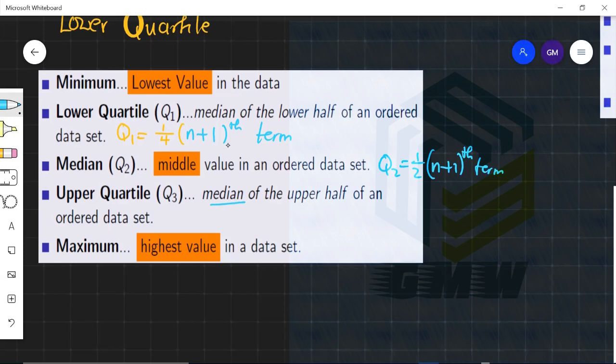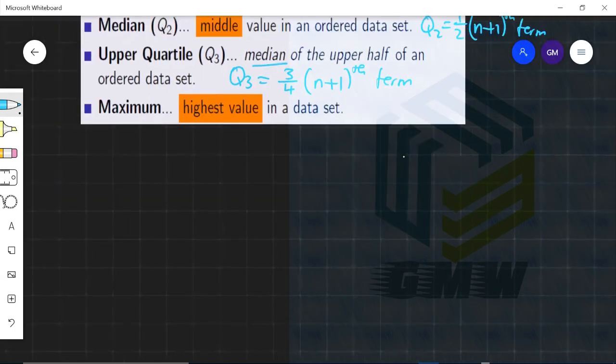Q3 is the median of the upper half of an ordered data set, so Q3 is the 3 over 4 (n plus 1) th term. So that's your Q1, your Q2, your Q3. Now, when you have Q1, Q2, and Q3, you can calculate the interquartile range, which is given by Q3 minus Q1. Are we good?